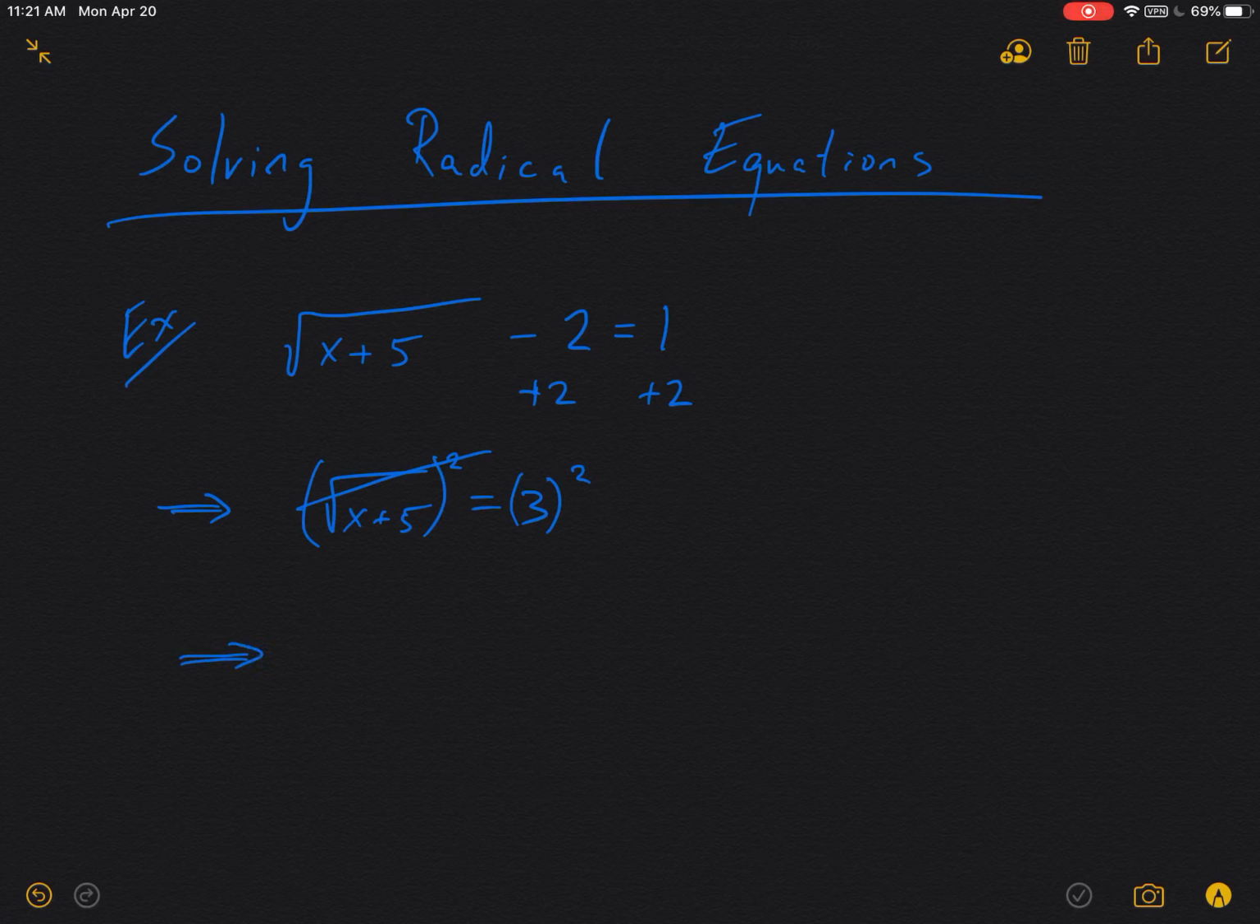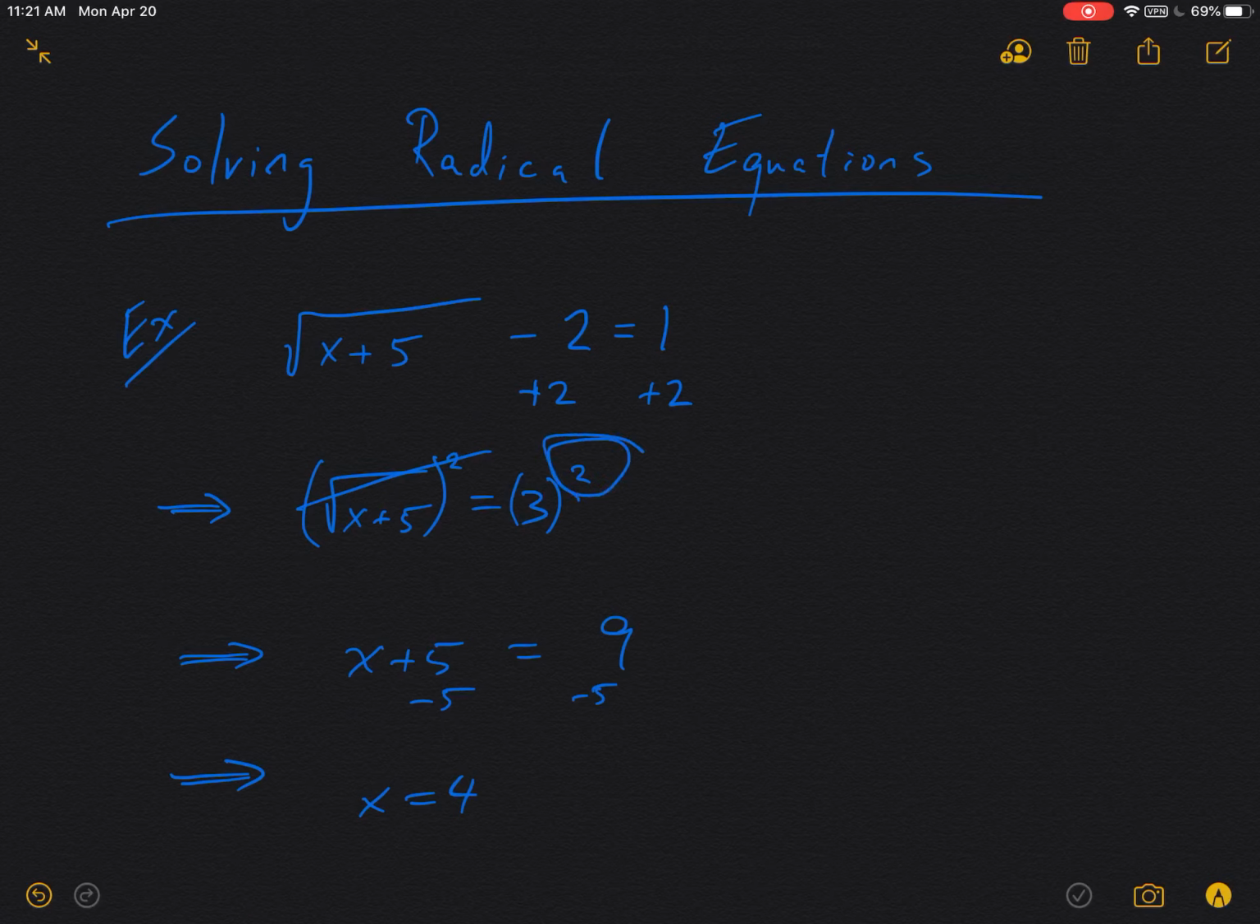So on the left side, these will cancel, and I'll be left with just the original input, x plus 5. And on the right side, I get a 3 squared, which is 9. And now the resulting equation is just a normal linear equation, so I can solve this by just subtracting 5 from both sides. I get that x is equal to 4.